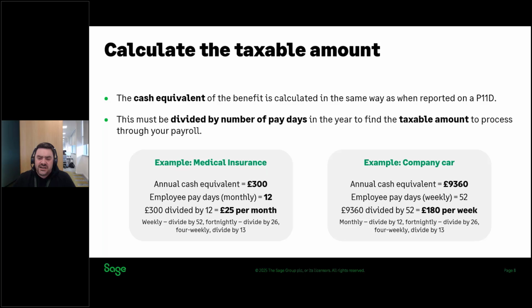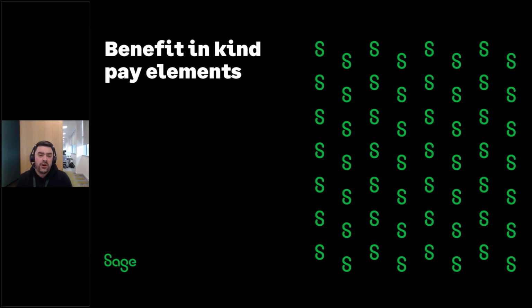So we've talked a little bit about the theory of payrolling benefits and calculating taxable amounts. But what I want to go into for the rest of the webinar is how you can put this to practical use in your Sage 50 payroll software. The payrolling functionality has been available for some years, when you've been able to register to payroll benefits and submit the details in your FPS.